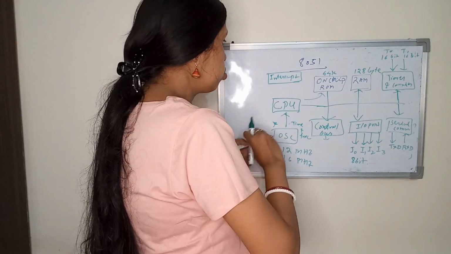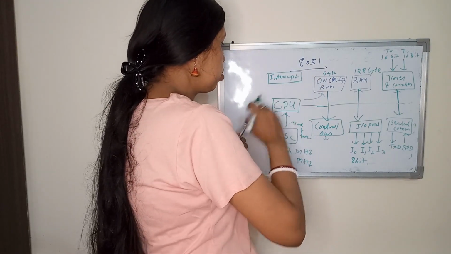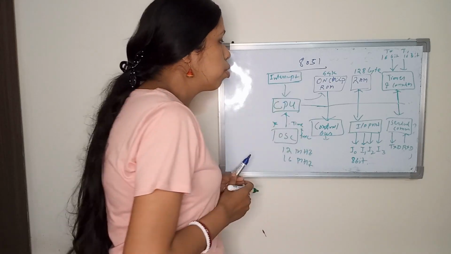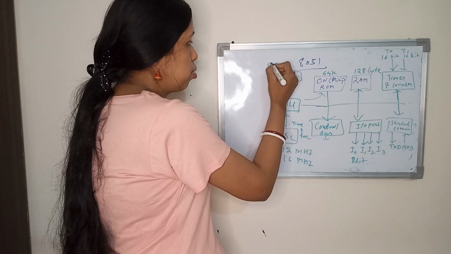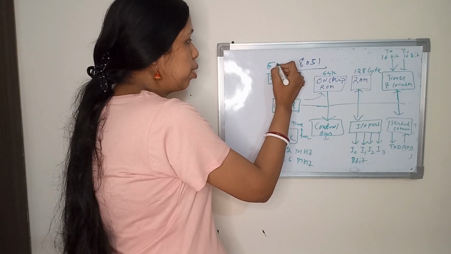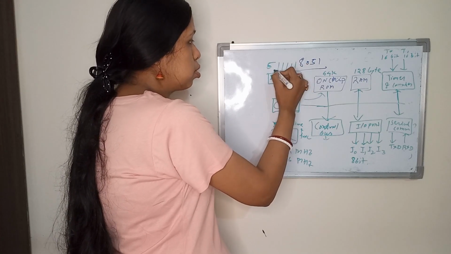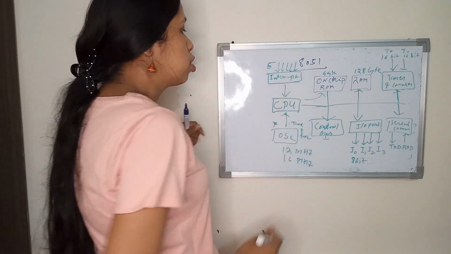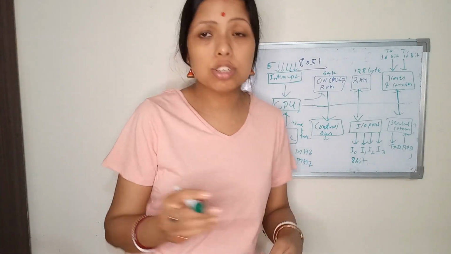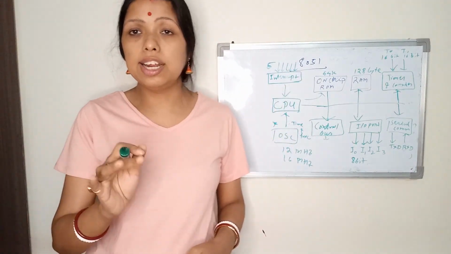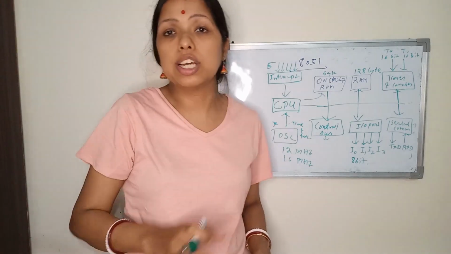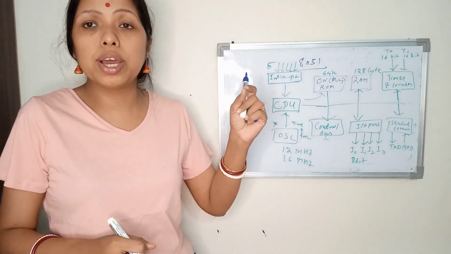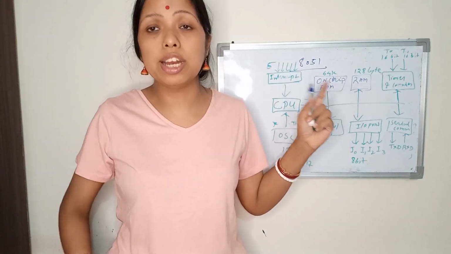There is one term, that is interrupt. There are a total of 5 interrupts. This will be discussed elaborately later. So two external interrupts, two timer interrupts and one serial communication interrupt. By the name you can easily understand what this interrupt means.